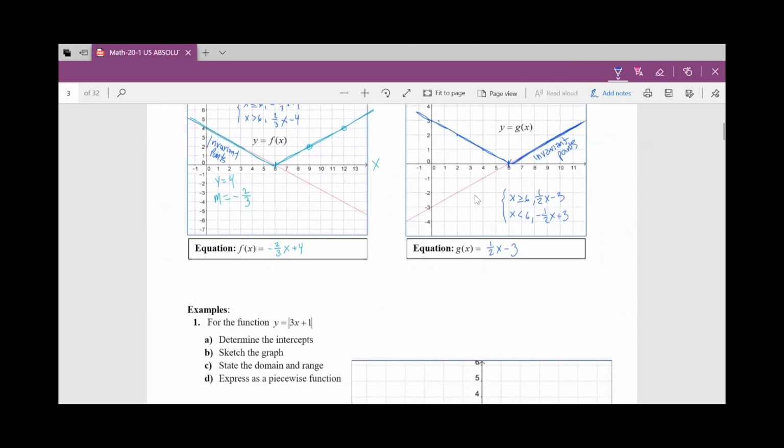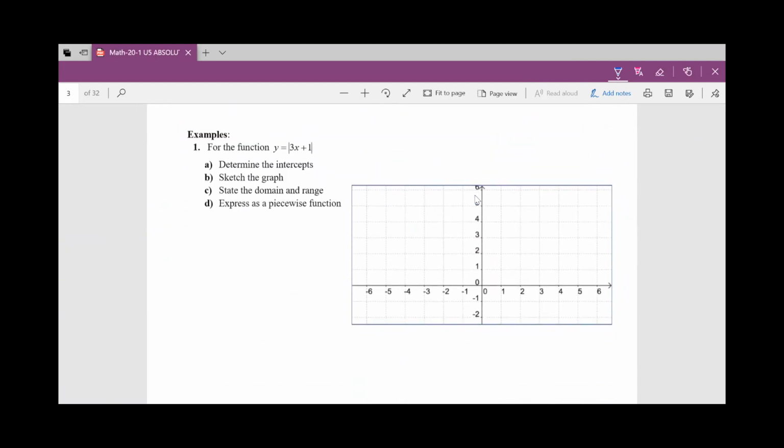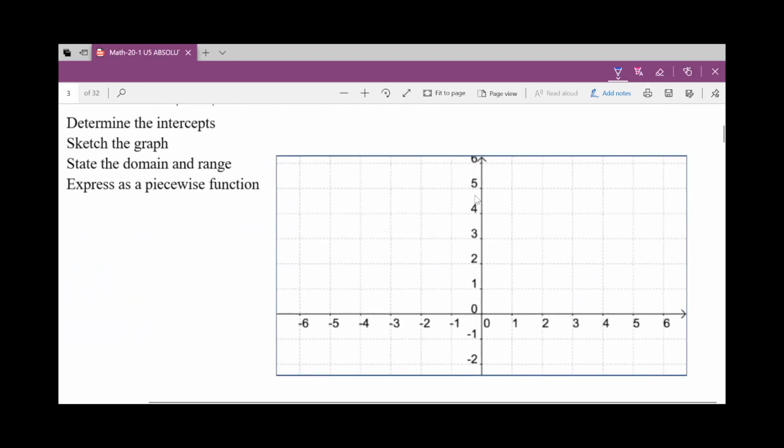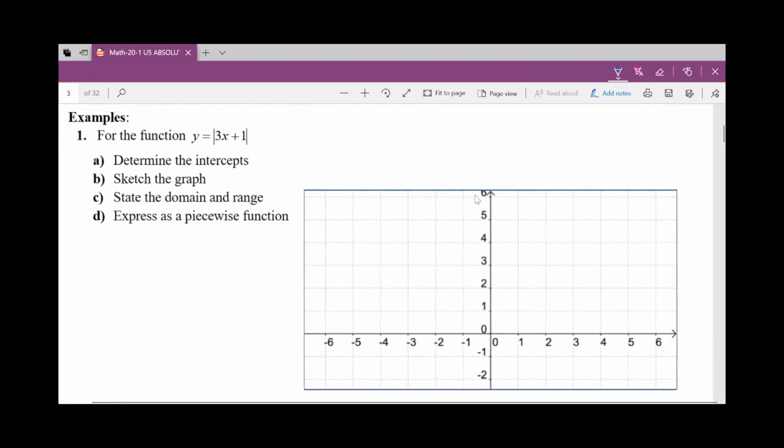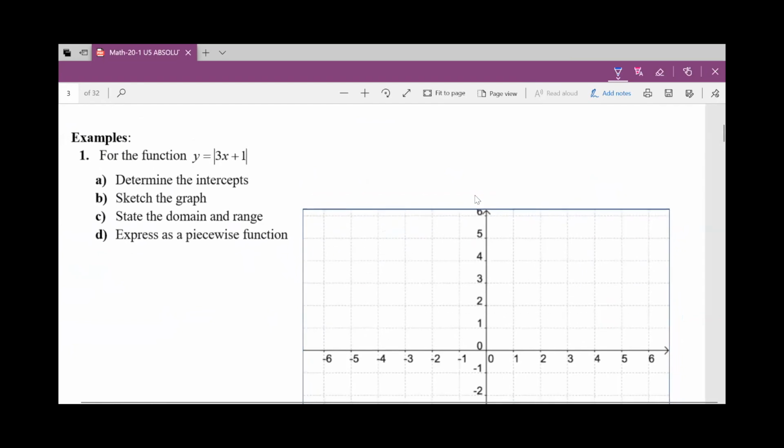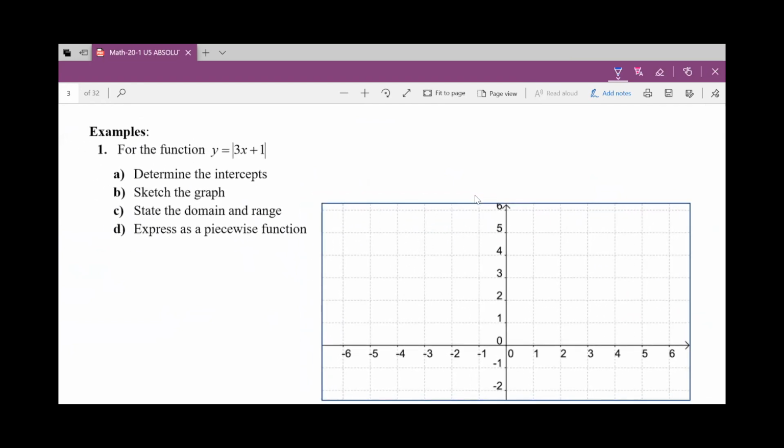Cool. Our next example gives us a variation of the question. So there's lots of different ways we can pose a question here. Okay, we can give you a graph and ask you to figure out the original equations and what are the absolute value equations, both of them, because there's two parts. There's a piecewise formulation of an absolute value graph. And that's what's happening here. We're given a function and it's asking us for a whole bunch of stuff: the intercepts, sketch the graph, state the domain and range, and express as a piecewise function.